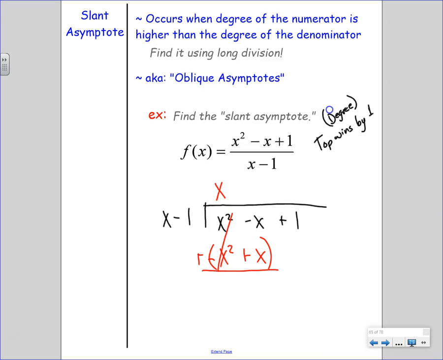I'm going to distribute my negative. All I have is a 1. It doesn't go in. And let me show you where the slanting asymptote is. We'll use OA for oblique asymptote at y equals, and it's not going to be a number because that would be horizontal. We're going to actually ignore the remainder.